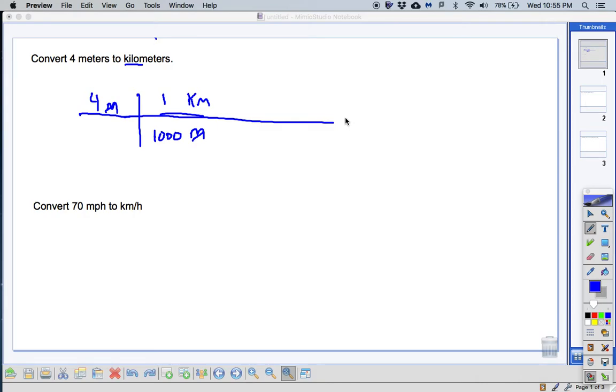Now, this is like fractions, so we multiply tops and we multiply denominators, and then we reduce. On the top I have 4 times 1, which is 4. On the bottom, if there's nothing here, there's a 1 there. So 1 times 1,000 is 1,000.